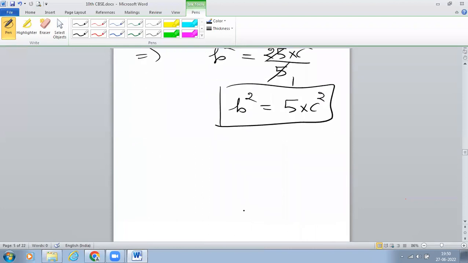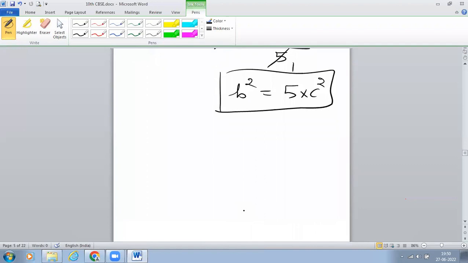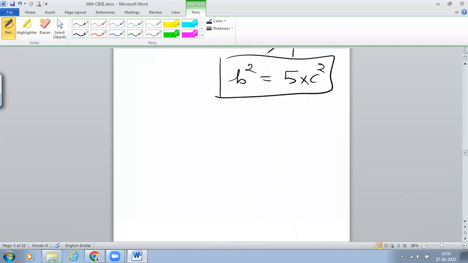Now listen. Since B square is expressed as 5 times C square, that is, as the product of 5 and some other integer, therefore 5 divides B square. Is it correct? If a number is expressed as the product of two numbers, then that number is divisible by these two numbers. So that is why I can write 5 divides B square. Yes or no?